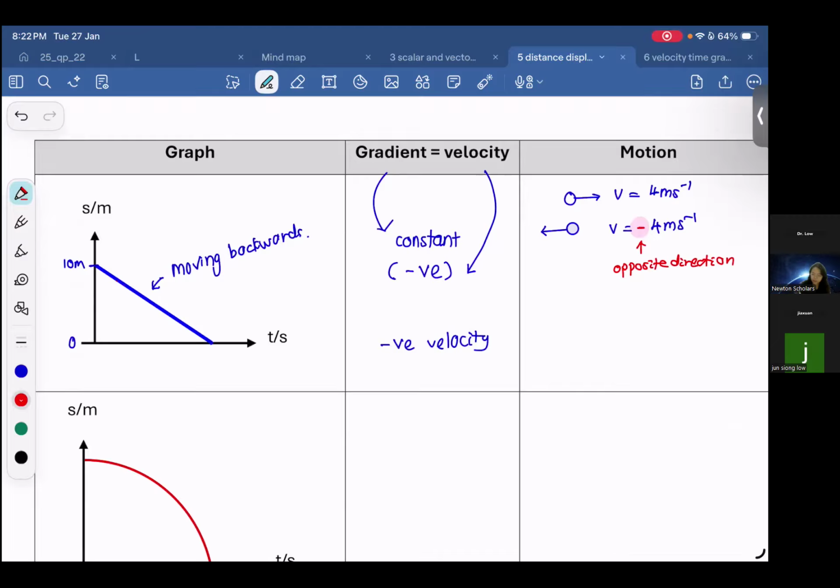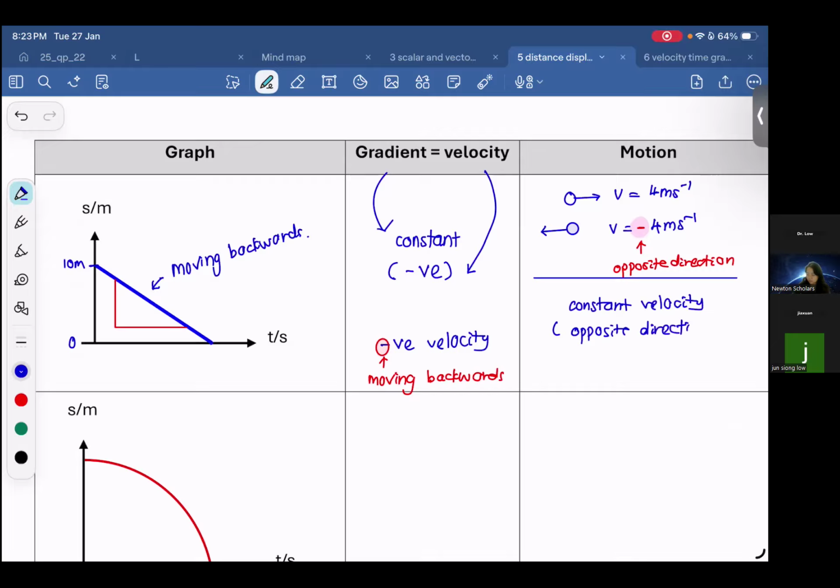So can you see that when you're finding the gradient for this graph, you will get a negative gradient. Gradient represents velocity, so it will be a negative velocity. Negative velocity means opposite direction, so it is moving backwards. So here, what is the motion? We can say that the motion is constant velocity because you get constant gradient. But here, opposite direction, or we say moving backwards towards the origin.